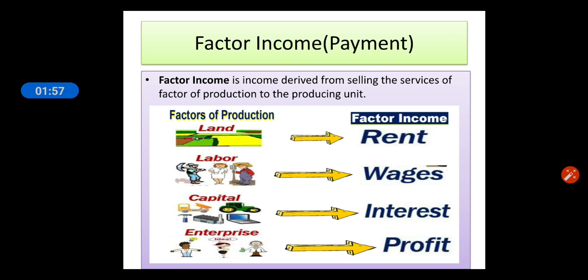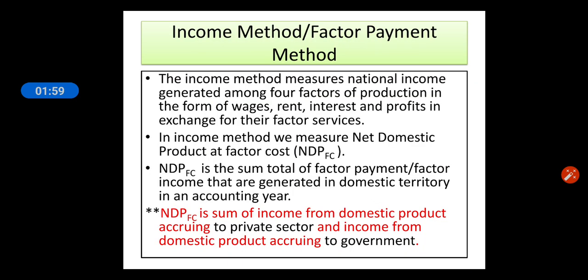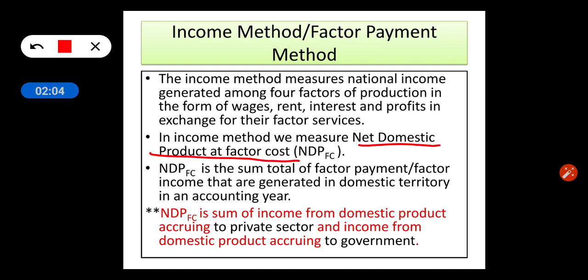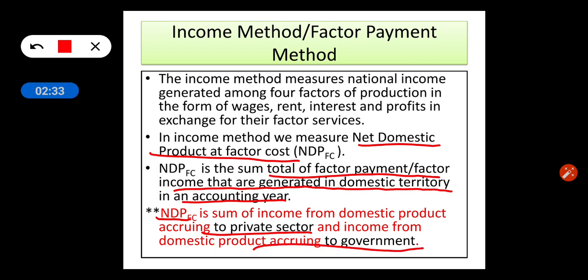So if we add these factor payments or factor incomes, we get net domestic product at factor cost, NDP at FC, or domestic income. So NDP-FC is a sum total of factor payments or factor income that are generated in domestic territory in an accounting year. Also remember, NDP-FC is a sum of factor income accruing to private sector and factor income accruing to government sector.